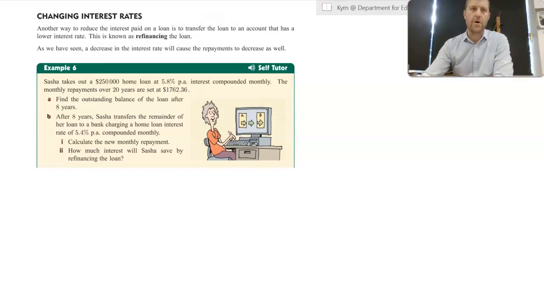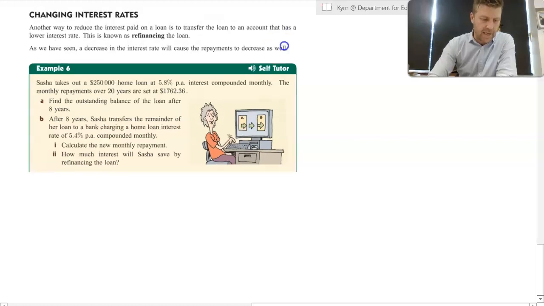Another video today on trying to minimize the amount of interest you would have to pay on a home loan or mortgage. Again, this is not financial advice. This is here to help my Year 12 students, or any students for that matter, that are doing financial maths and looking at strategies to reduce the amount of interest you would pay over the course of a home loan or mortgage. So today we're going to be looking at changing interest rates.